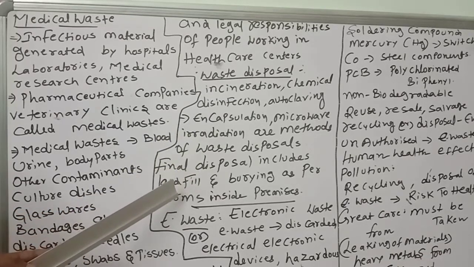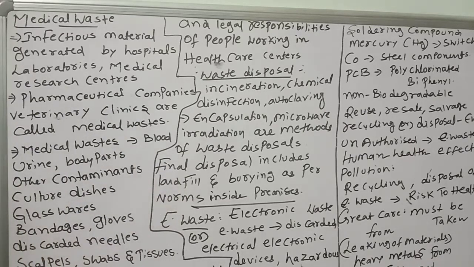Final disposal includes landfill and burying as per norms inside the premises. Landfill and burying, this is the most important. We should take all the waste materials to the city outskirts or where the public will not move, to those corner places according to the norms and premises.